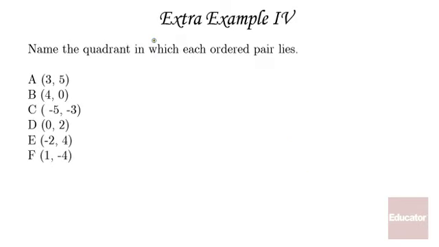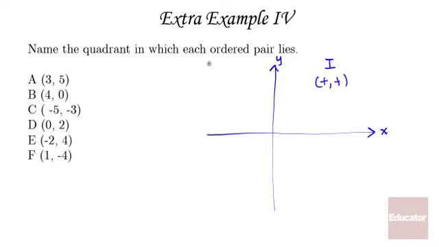Name the quadrant in which each ordered pair lies. Okay, so if you remember the signs for the quadrants, you could easily just name the quadrants without having to graph everything. So I'm going to say quadrant 1 was a positive, positive. Quadrant 2 is a negative, positive. Quadrant 3 is a negative, negative. And quadrant 4 is a positive, negative.